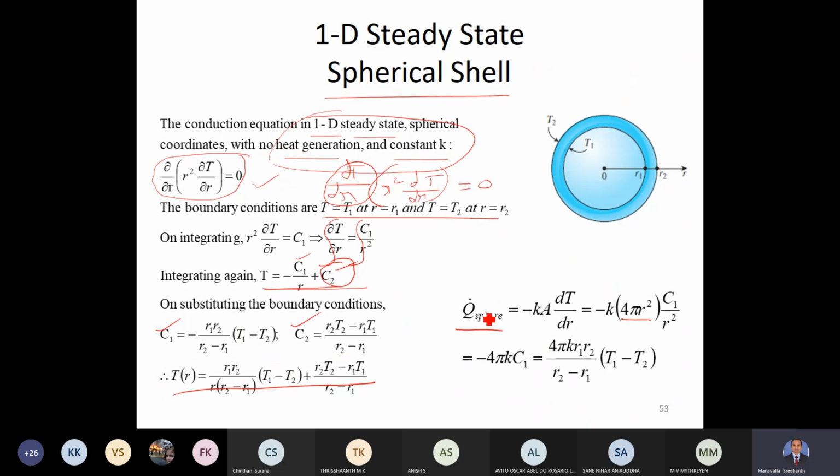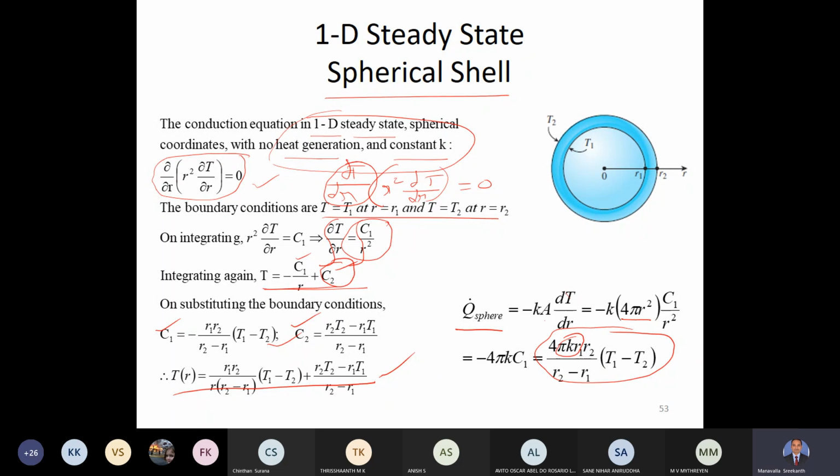Likewise, in the case of a sphere, the surface area is 4 pi r square, and dt by dr is c1 by r square. Now we know the value of c1, so substitute that, and you will get this expression for the heat transfer. Okay, so you can see once again that in the temperature distribution, thermal conductivity is absent, but in heat transfer, the thermal conductivity is present. That means the heat transfer depends on the end temperatures, thermal conductivity, and also the geometry. Whereas the temperature distribution does not depend on the thermal conductivity. So that is something you need to remember.